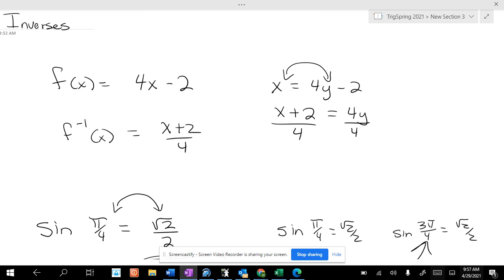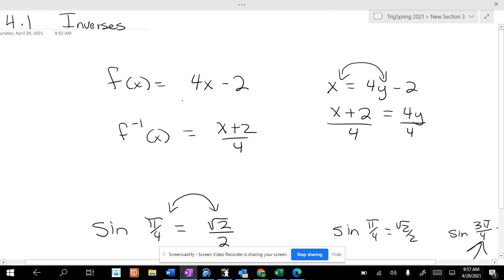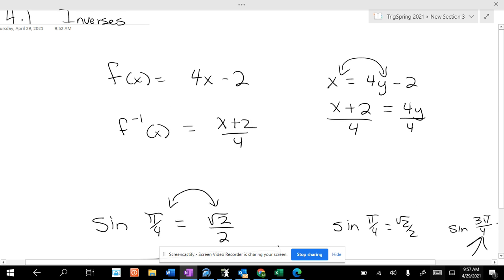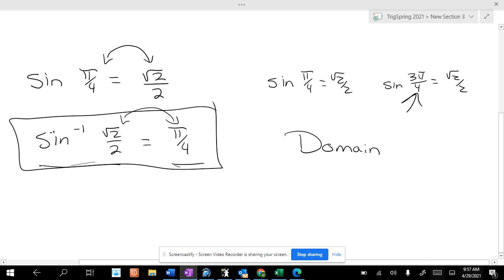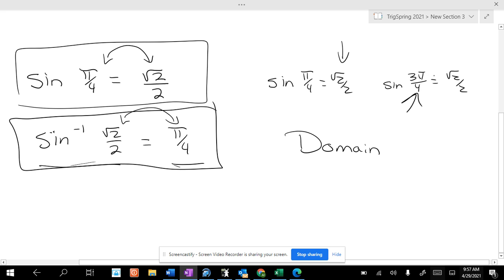Okay, so inverses. For an inverse, you switch the x and the y around and solve, and that's how you find an inverse. When you have a function like sine of pi over 4 equals square root 2 over 2, that's a normal sine. So the inverse sine of square root 2 over 2 should equal pi over 4. But the sine of pi over 4 is square root 2 over 2, and the sine of 3 pi over 4 is also square root 2 over 2. So there's two places where it's square root 2 over 2.